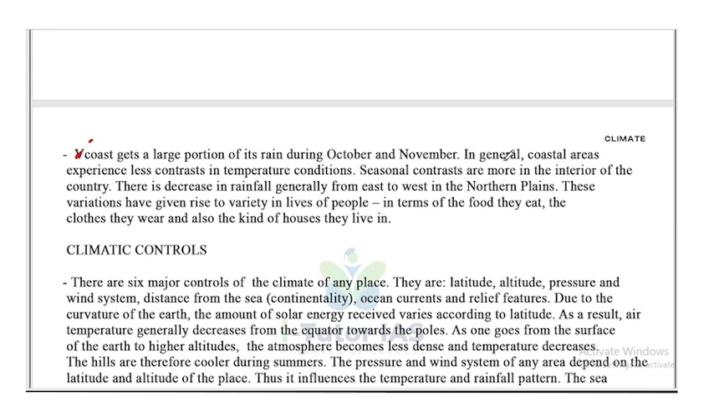In general, coastal areas experience less contrast in temperature condition. Seasonal contrasts are more in the interior of the country. There is a decrease in rainfall generally from east to west in the northern plains. Okay, so from east to west in the northern plains, there is a decrease in rainfall. And also here we discuss in general coastal areas. The coastal areas experience less contrast in the temperature condition. Okay, they only experience moderate temperature.